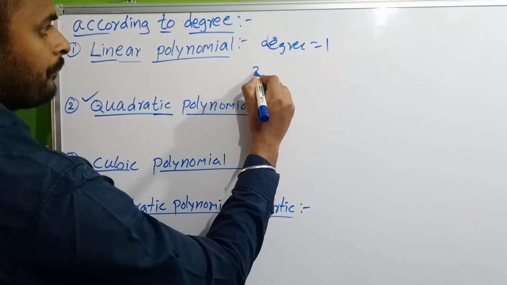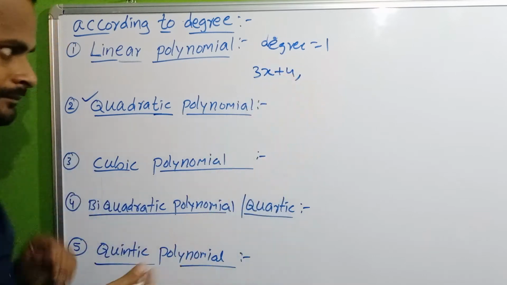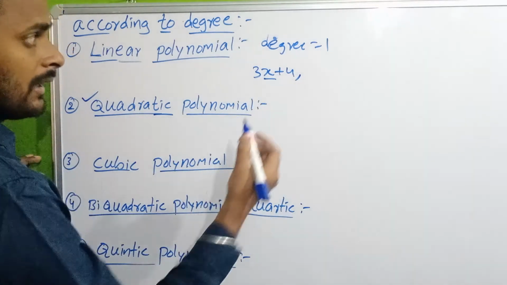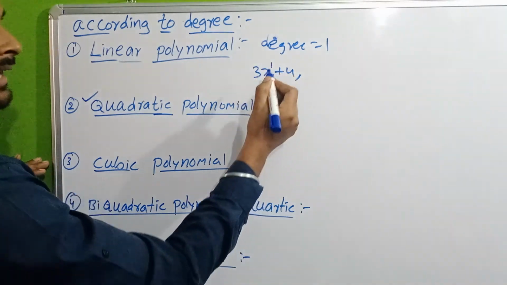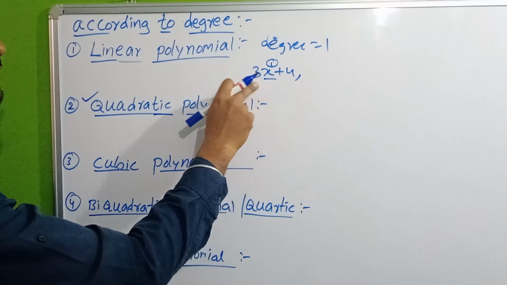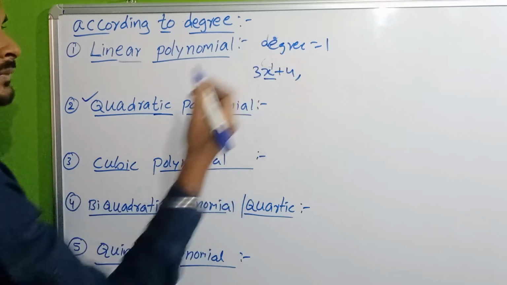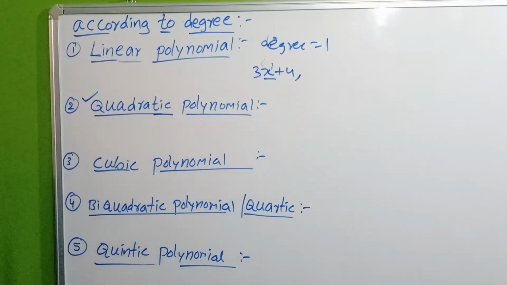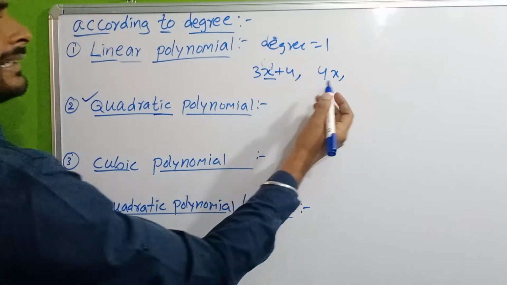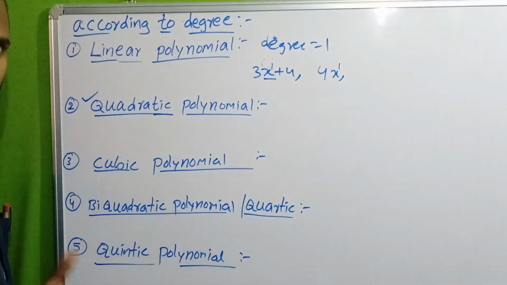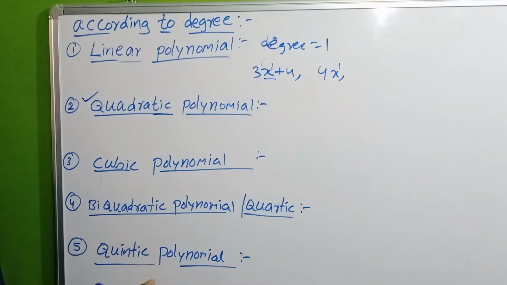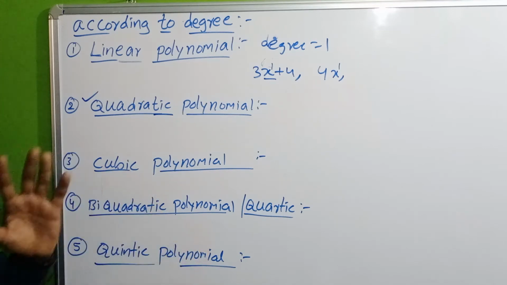For example, 3x plus 4, it is a polynomial. Then the degree of polynomial means here the x variable is, x power is 1. So here the power is 1, so degree of this polynomial is 1. That is why it is called a linear polynomial. Or 4x is a polynomial, here the degree is 1. So it is also a linear polynomial, means a polynomial having 1 degree, that is called a linear polynomial.